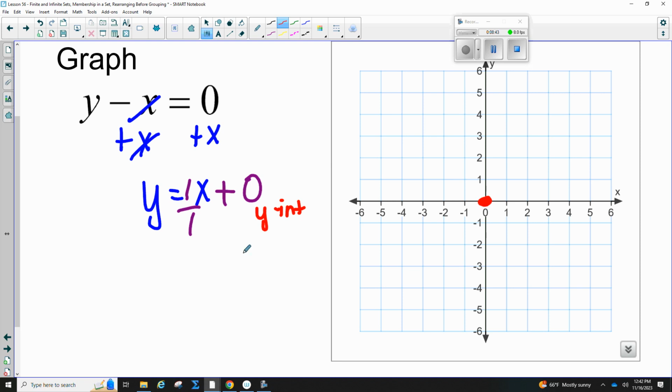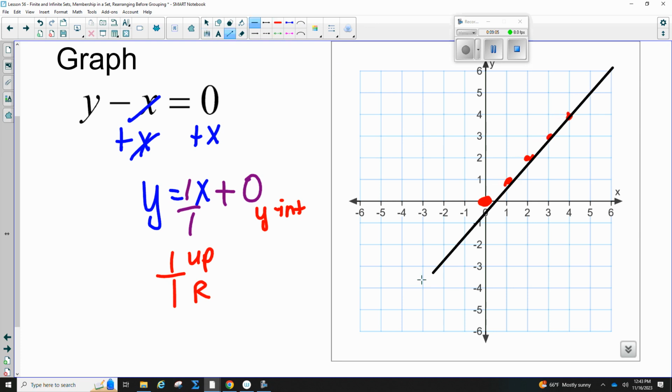Which way does this guy go? Up. Top number is your change in y, always up or down. Bottom number is going to the right because it's both positive. So up 1, right 1, put a point. Up 1, right 1, put a point. All right, and then draw yourself a line all the way through the grid.